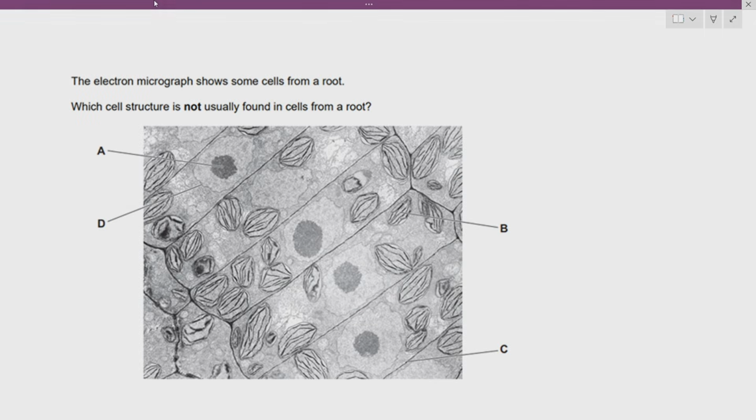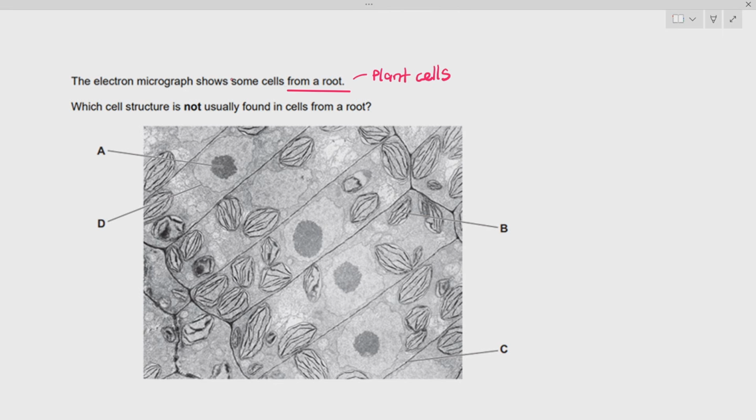Next one here, the electron micrograph shows some cells from a root, so therefore it's a plant cell, okay, plant cells here present. Which cell structure is not usually found in cells from a root? Let's highlight them. So I'm highlighting that in yellow over there, where A is pointing to the fried egg. So A and D are part of the fried egg.